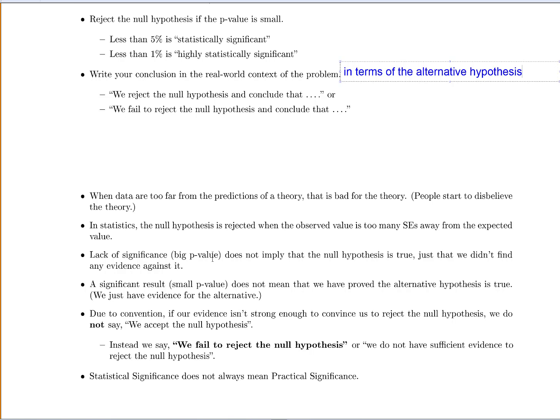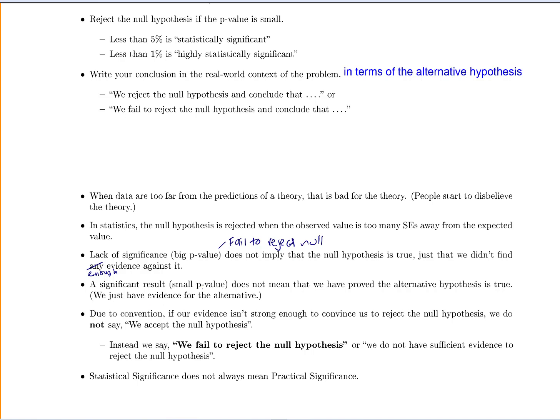Now, lack of significance, having a big p-value, remember, a big p-value means that we will fail to reject our null. Having that big p-value does not imply that the null hypothesis is true. Just because we don't reject it doesn't mean we're saying it's true. It just means we didn't find any evidence against it, or instead of any, you might want to say enough evidence against it to reject it.